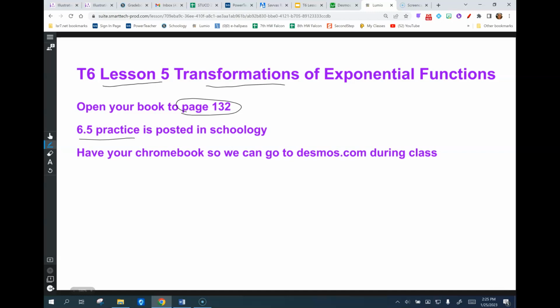Do have your Chromebooks because we are going to go to Desmos.com during class. So have that out ready. And if you're watching this video, you obviously already have it out and ready.